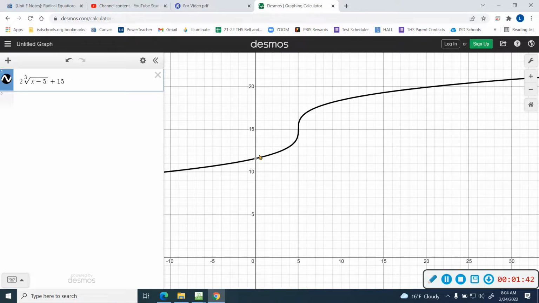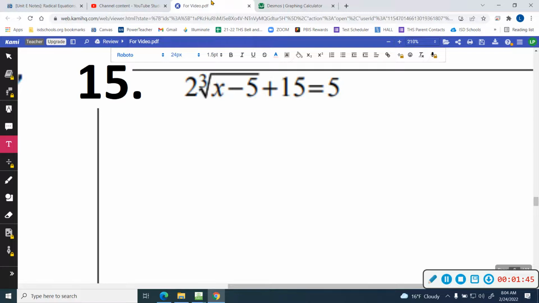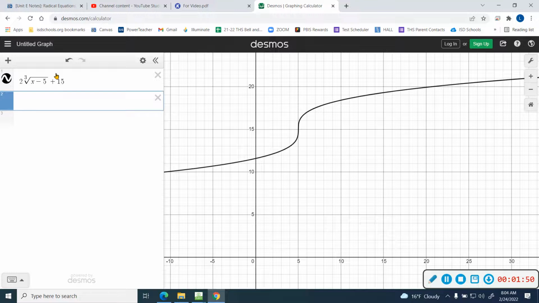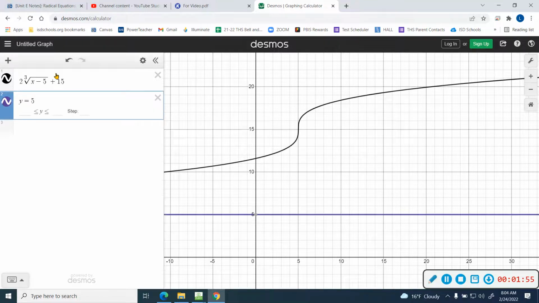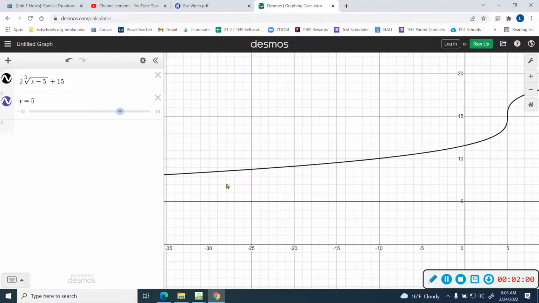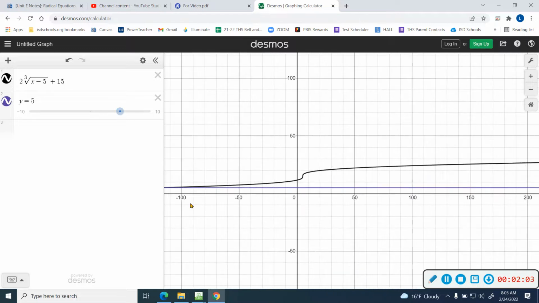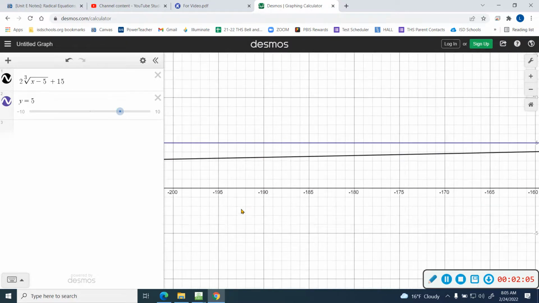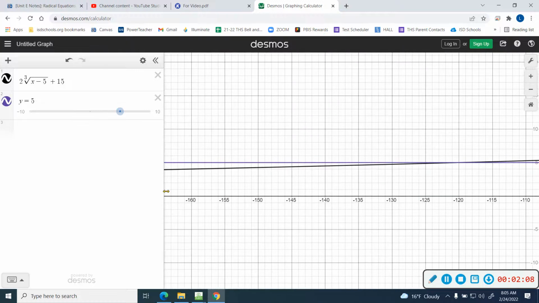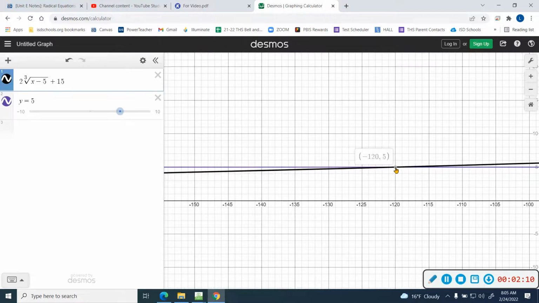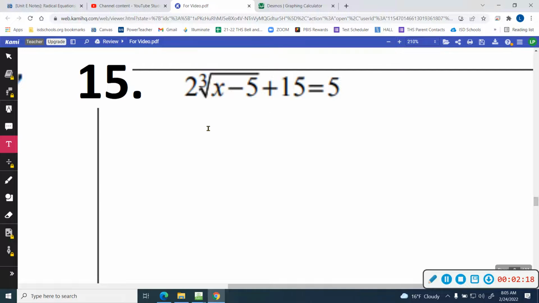Okay, so that looks like a cubic function to me. Well, I should say, and then 5, remember if I type 5 in, it doesn't recognize that, but I can type in y equals 5, and this is going to go up forever, so that's never going to cross there. So let's go see when these intersect. And if you're like me, there we go. Looks like at negative 120. So negative 120 would be my solution.